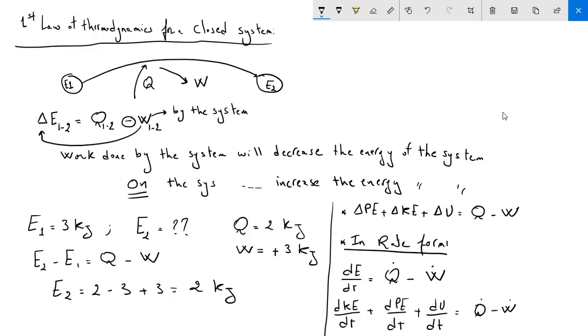If the system is steady, or we have steady state, if you remember, the word steady state means there is no variation with respect to time. So dE over dt will be equal to 0, and we will be left with Q dot equal to W dot.